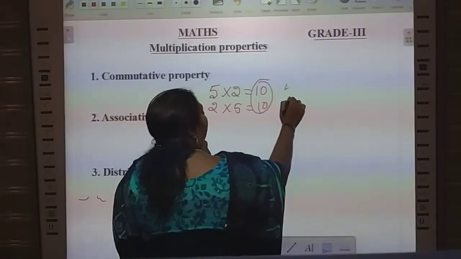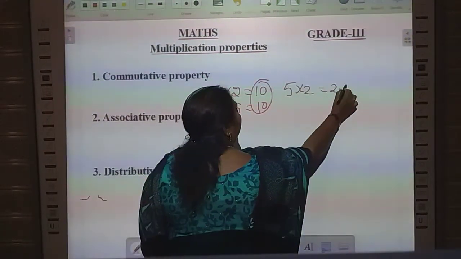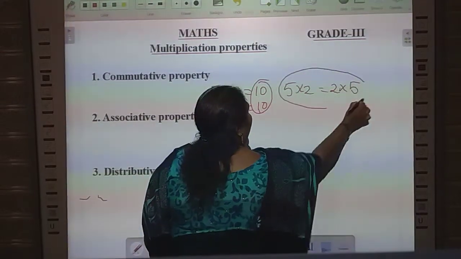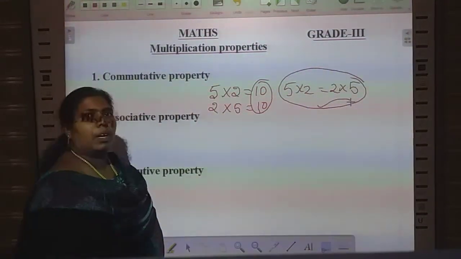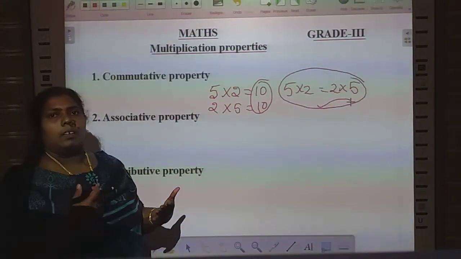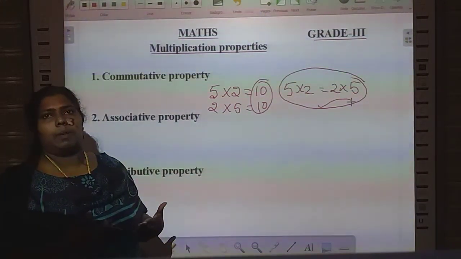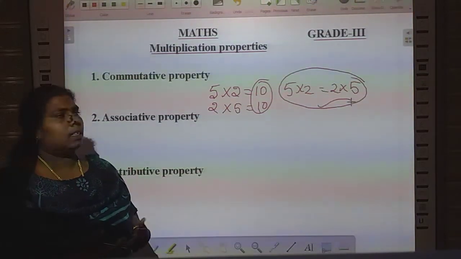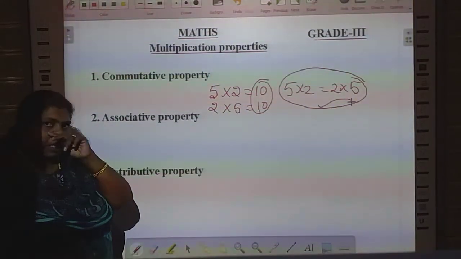So the property: 5 into 2 equal to 2 into 5. This is the first property. If you are multiplying two numbers, when we change the order also, we will get the product same only, right? Yes. Next one, associative property.